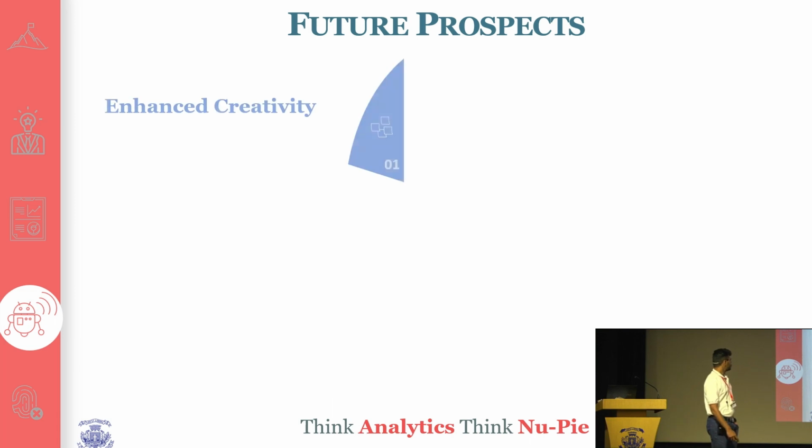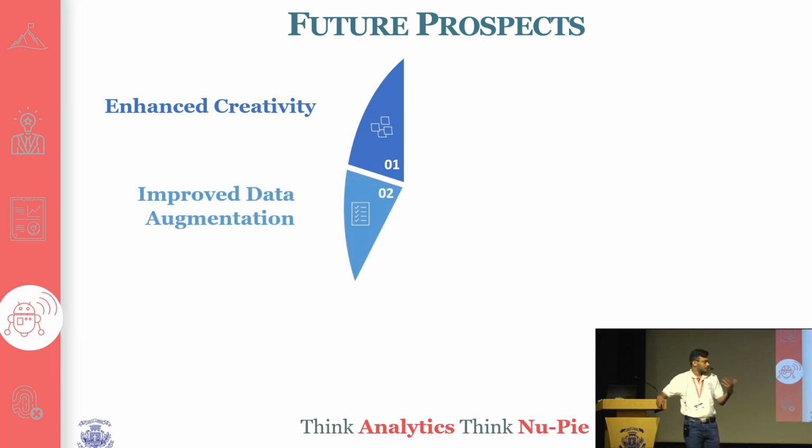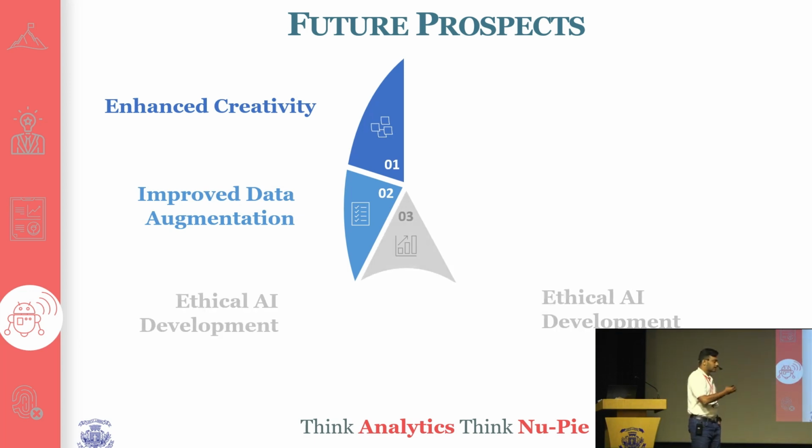So in terms of future prospects with respect to generative AI, one is enhanced creativity. You might have seen content creators using websites to create presentations and videos. You just have to think of it and give it to the AI, which will create content, like 3 to 4 versions of it. It will help in enhancing creativity. And the next one is improved data augmentation. As I said, in one of the applications, we can use it to augment data, not just in the financial transaction space. It can be applied in other domains as well.